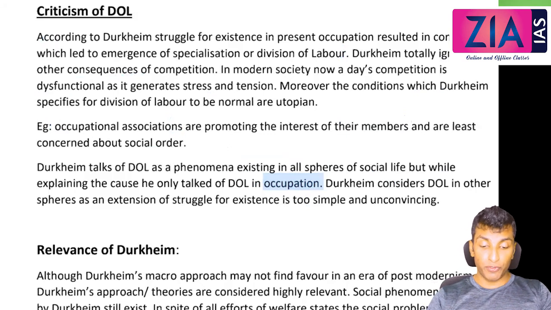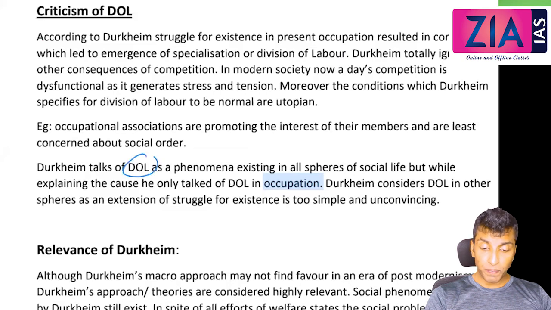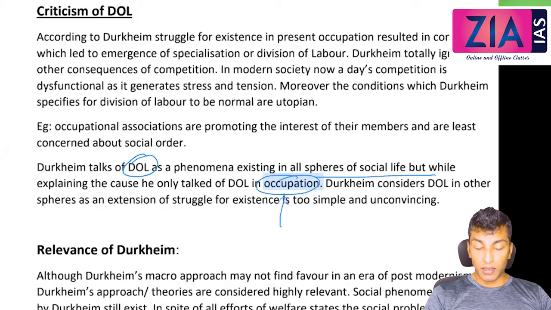Durkheim talks of division of labor as a phenomenon existing in all spheres of social life, right? So Durkheim said division of labor is a phenomenon which permeates each and every aspect of social life. But while explaining the cause, he only talked about division of labor in occupation, because of struggle for existence it came into existence. So that is also a challenge. Durkheim considered division of labor in other spheres as an extension of struggle for existence, which is too simple and unconvincing.